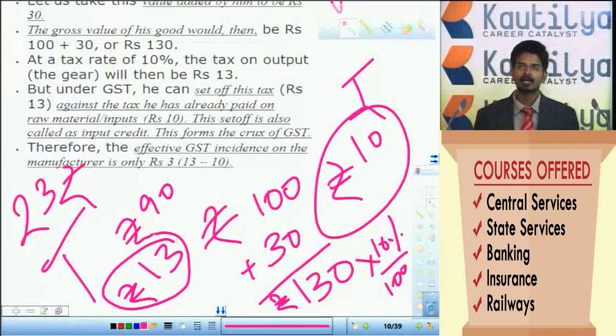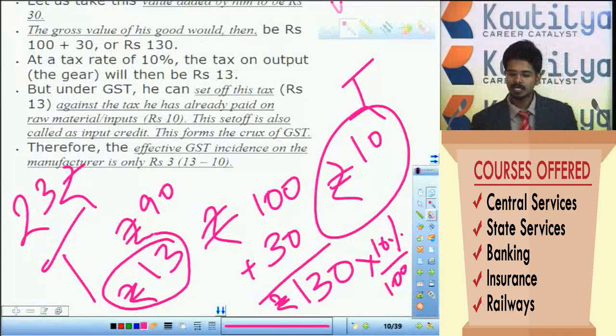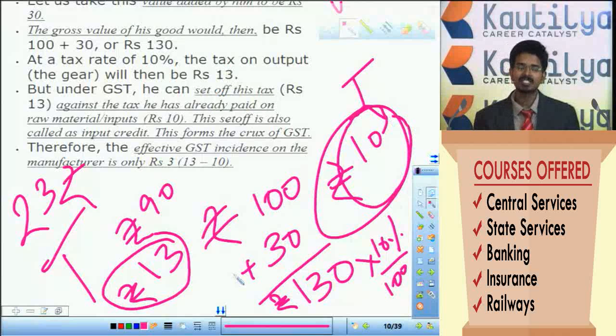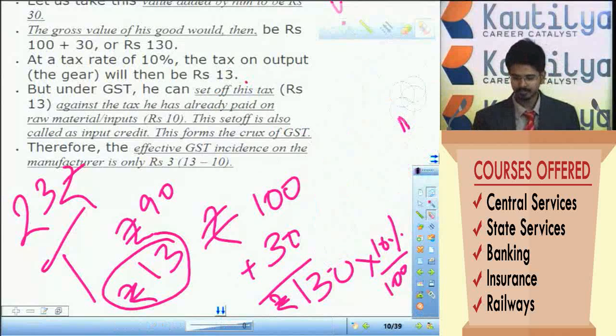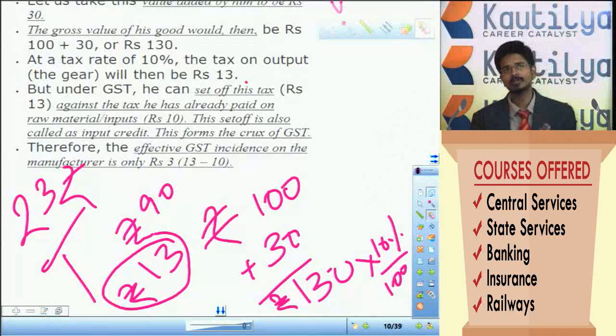But what GST is trying to do is remove this cascading effect, as he has already paid this 10 rupees. This 10 rupees is put aside. Now his value addition is 30 rupees, right? So he is going to pay a tax of 10% only on this 30 rupees. How much is 10% of 30 rupees? It is 3 rupees. So this 3 rupees is the additional tax that he is going to pay.